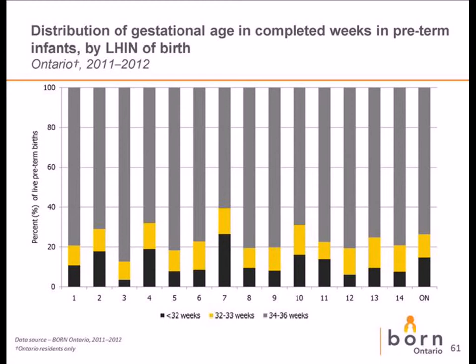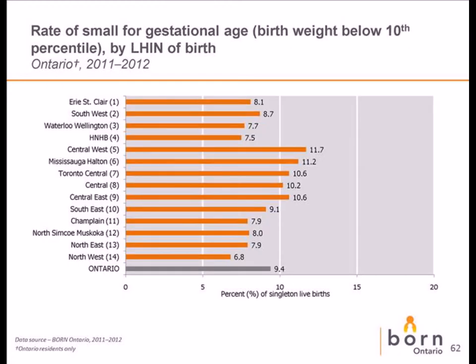And this is the distribution of gestational age. So again, as we saw, the vast majority of babies were born at term, but these are the babies that are born at less than 32 weeks, 32 to 33 weeks, and 34 to 36 weeks. So in the province of Ontario, it looks like less than 32 weeks is somewhere close to probably 15%. 32 to 33 weeks of the yellow. We need to check that. That seems really high to me. So we'll check this slide again. We'll come back, take a look at that one, and we'll correct it if it's wrong.